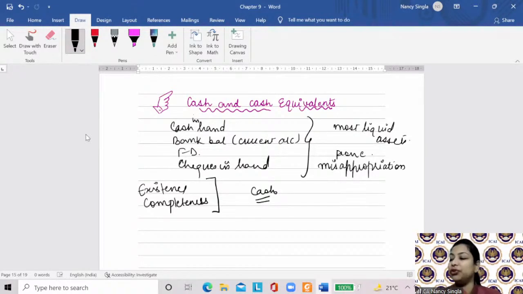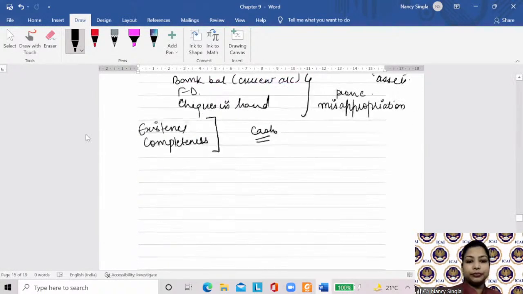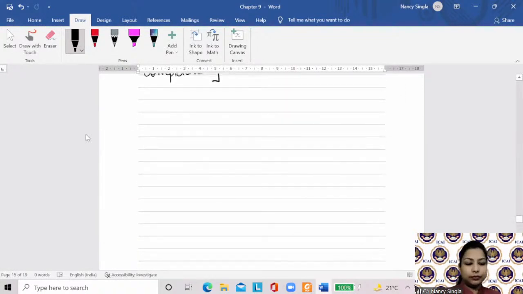So I'll wait for another 5 seconds, then I'll start. So the auditor needs to give special care towards the verification of cash. And what is that special care? That the element of surprise while he's checking the cash should be present.